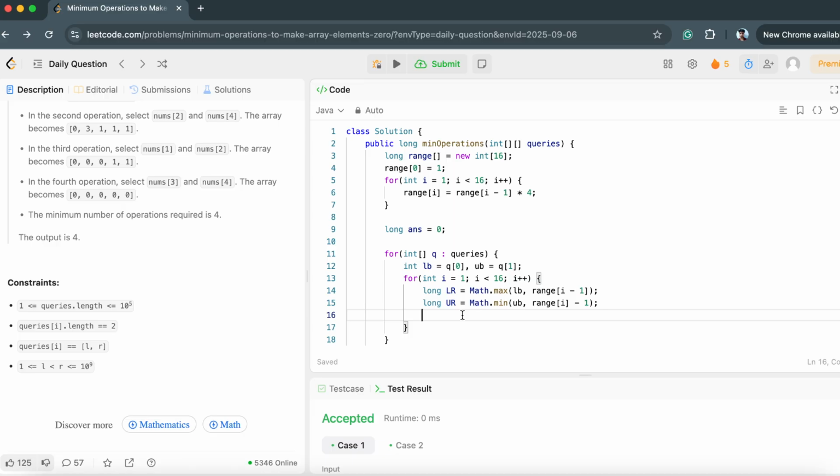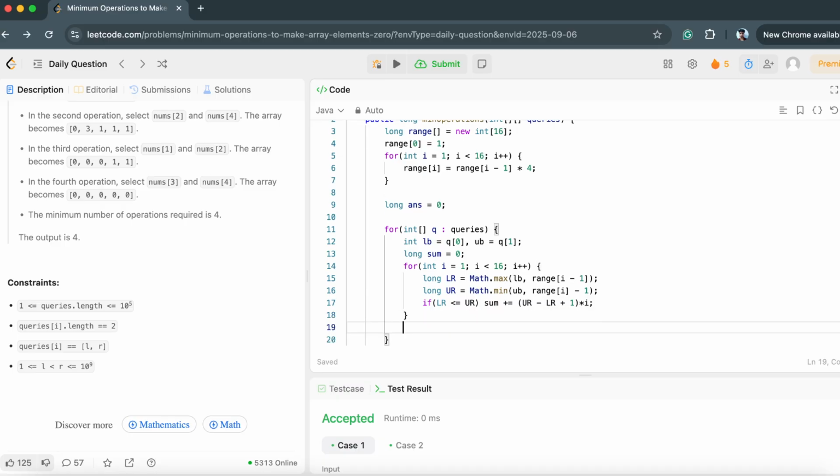So yes, now that we get this value, we just have to check if lower range is actually less than the upper range. So I have to define here long sum equals 0. In this sum, we will keep on adding these operations. Upper range minus lower range plus 1. That way we will get to know how many elements there are in this current index i. So these elements that are available in this particular range require this many operations. Now we keep on adding them into this sum.